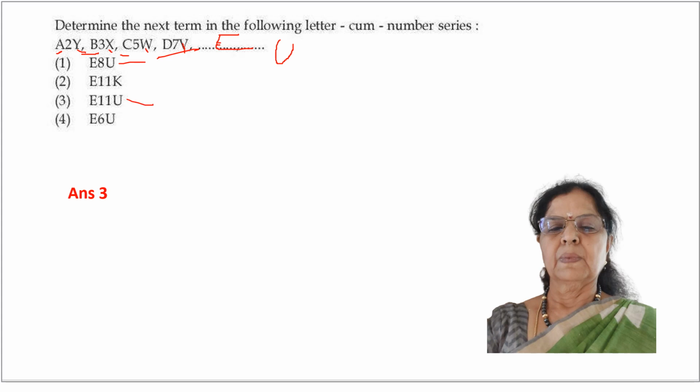So it could be either the first one or the third option. We should find out which is correct. You can eliminate the second and fourth because the ending, okay, this is also U. So we are eliminating the second option. It should be between 1, 3 and 4. So it should start with E and end with U. The middle number you should find out. Look at the pattern in the number series: 2, 3, 5, 7, and it's all prime numbers.